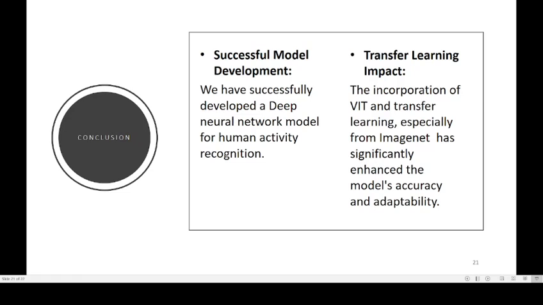Conclusion. Successful model development: we have successfully developed a deep neural network model for human activity recognition. Transfer learning impact: the incorporation of ViT and transfer learning, especially from ImageNet, has significantly enhanced model accuracy and adaptability.